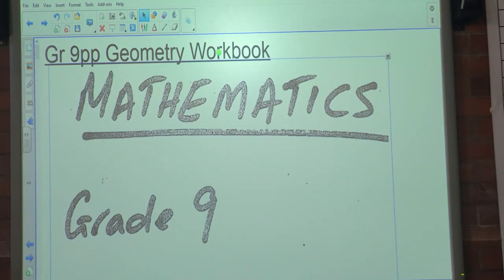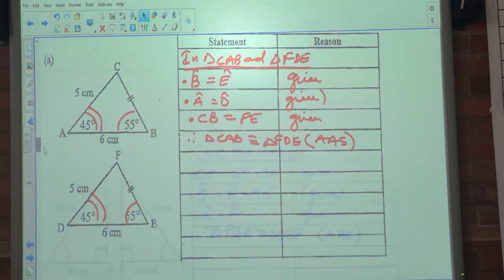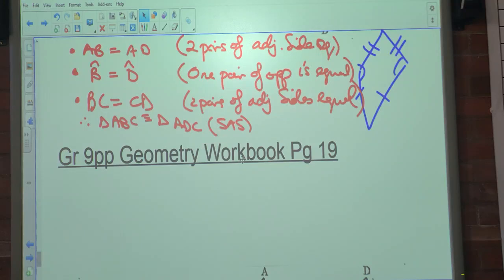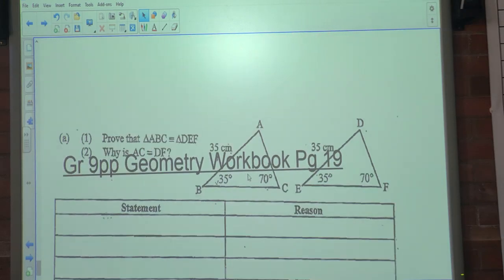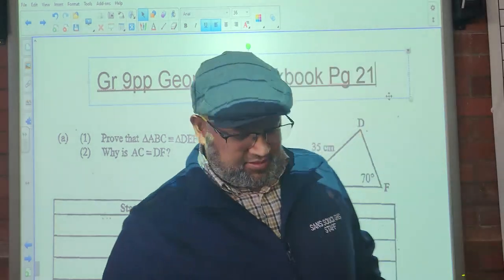Okay, good morning class. So today we're looking at geometry. We must do page 20. Is that correct? Okay, so we're on page 20. In this lesson we'll do page 20 and probably 21. So you have to do both homework, no? Alright.